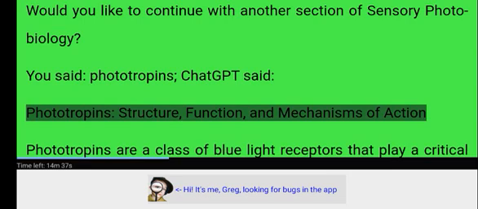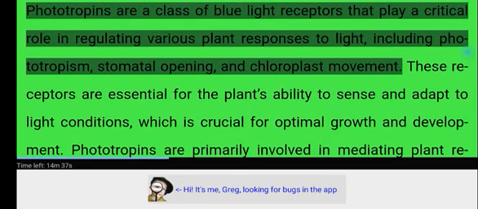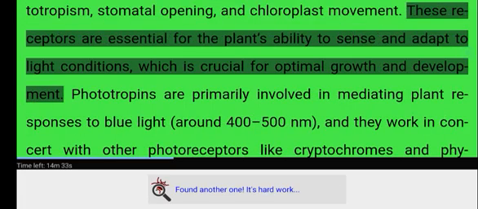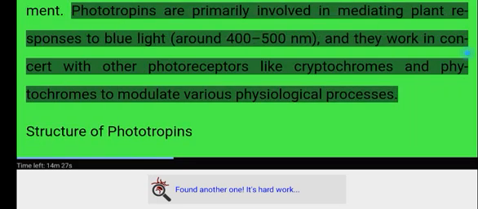Phototropins: structure, function, and mechanisms of action. Phototropins are a class of blue light receptors that play a critical role in regulating various plant responses to light, including phototropism, stomatal opening, and chloroplast movement. These receptors are essential for the plant's ability to sense and adapt to light conditions, which is crucial for optimal growth and development. Phototropins are primarily involved in mediating plant responses to blue light around 400 to 500 nm, and they work in concert with other photoreceptors like cryptochromes and phytochromes to modulate various physiological processes.